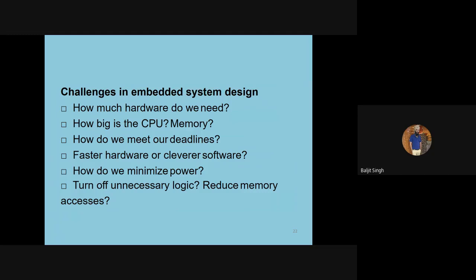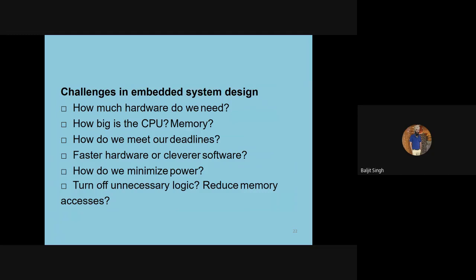What are the challenges in embedded system design? How much hardware do we need? How big is the CPU or memory? How do we meet our deadlines? That means the design cycle, the time required, and how to reduce the time of designing any system.